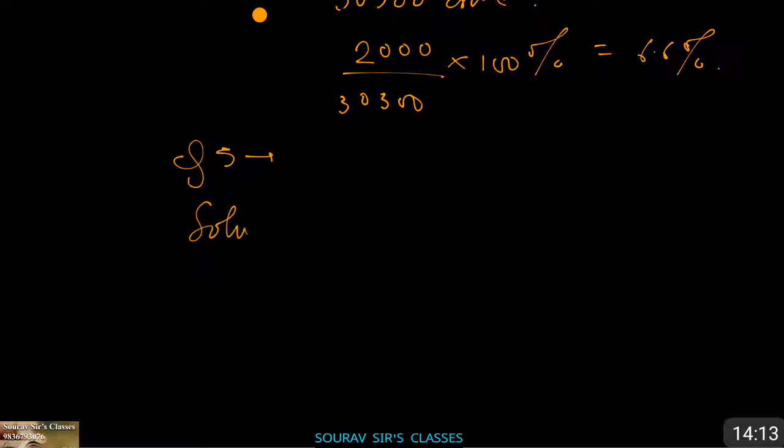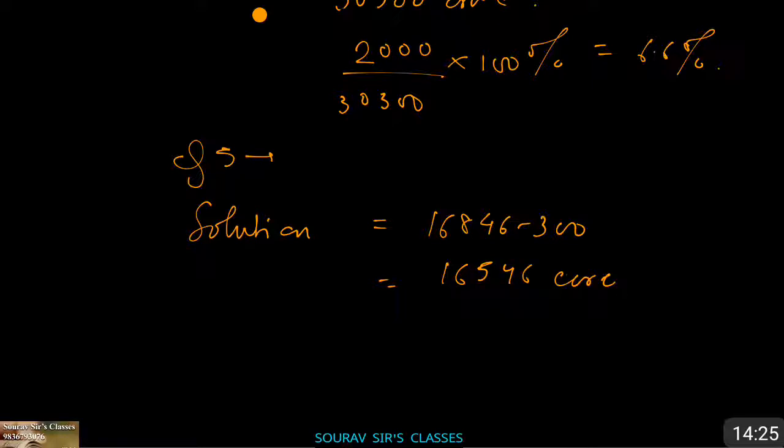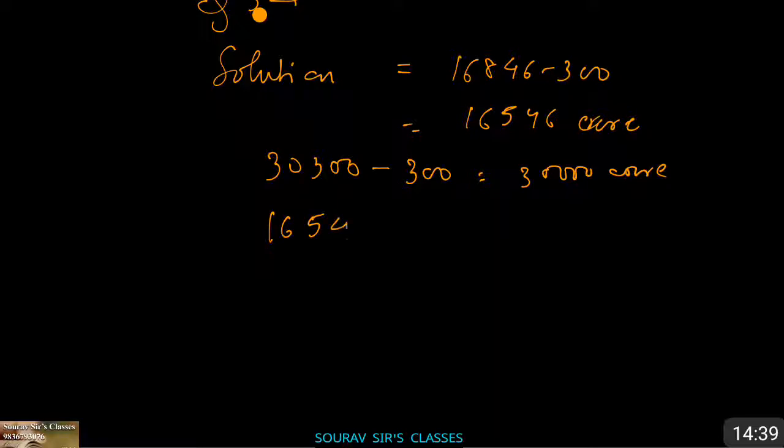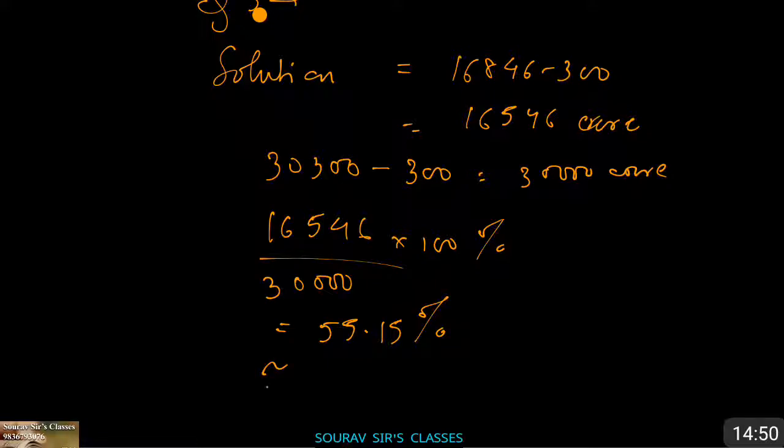So the solution. Affected market borrowing fund is 16846 minus 300, which is 16546 crore. Total fund is 30300 minus 300, which is 30000 crore. So the required percentage is 16546 divided by 30000 into 100%, which is equal to 55.15%, approximately equal to 55%.